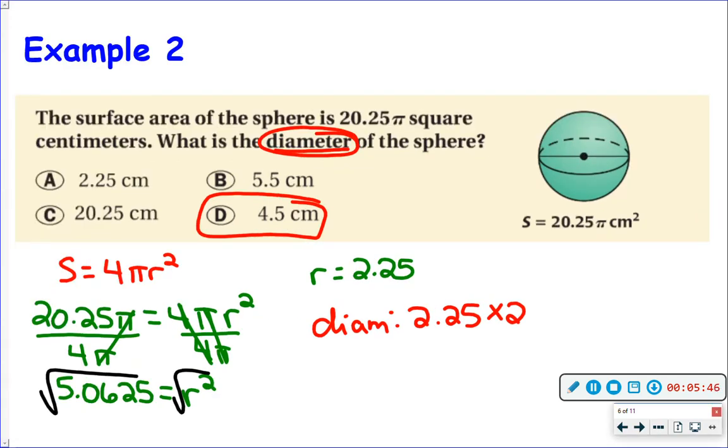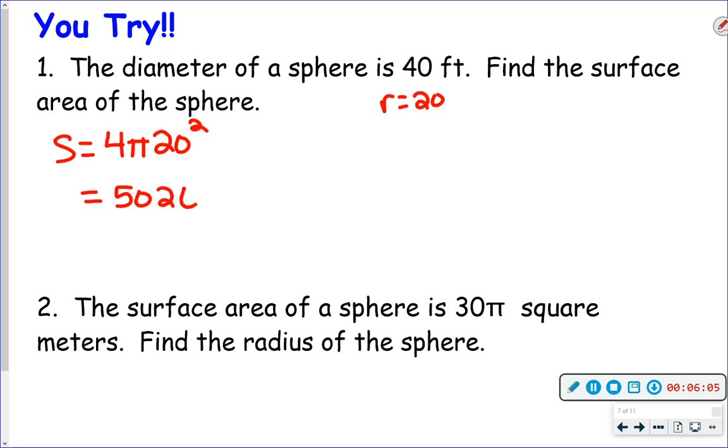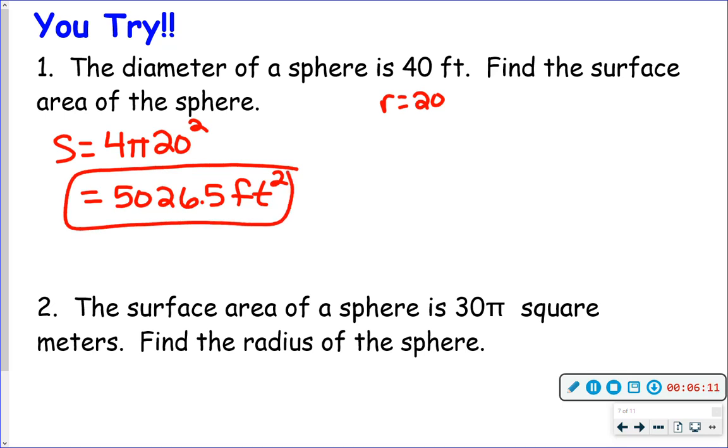Just read close, obviously. Okay, diameter of a sphere is 40 feet. So right away, I know the radius would be 20. Find the surface area. Okay, well, pretty piece of cake. 4 pi r, I'm using the 20, squared. And just simply type that right in your calculator. You've already seen me do that. I'm not going to show you again. And let's put a label, feet squared. Too simple, my friends.